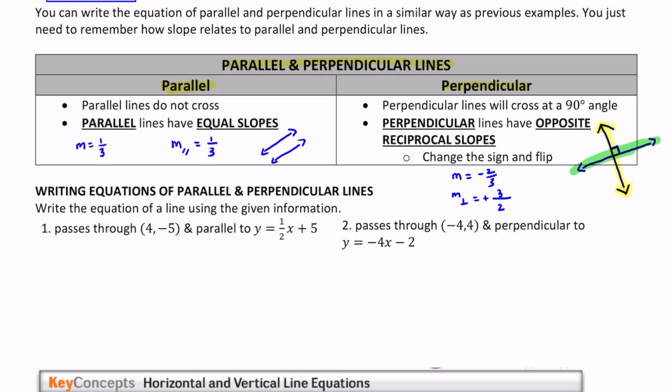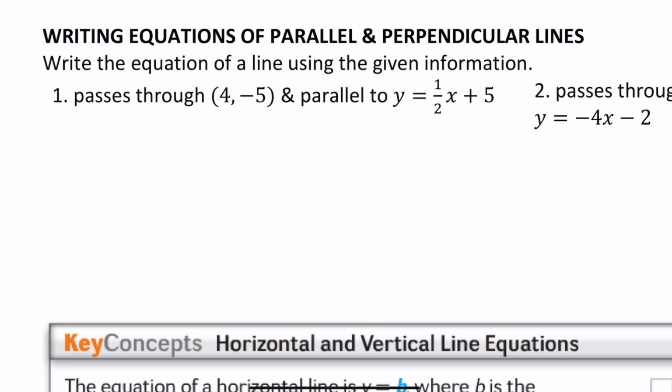Let's go ahead and write equations of parallel and perpendicular lines. Number 1. There is a line that passes through the point 4, negative 5 and is parallel to another line, which is y equals 1/2 x plus 5. So let me go ahead and write all of this down.